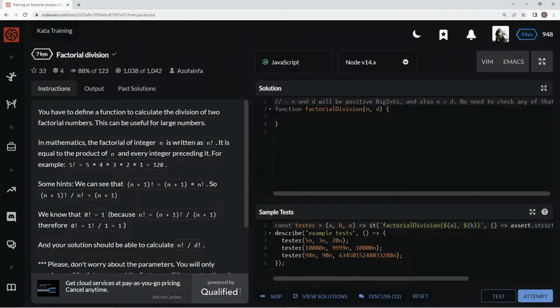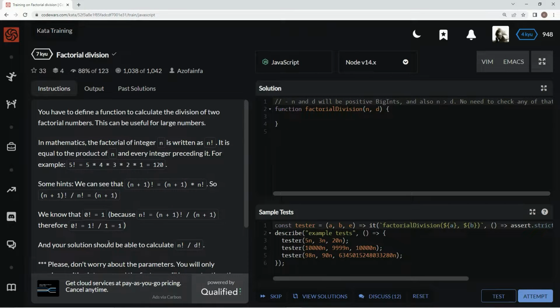Some hints: we can see that n plus 1 factorial equals n plus 1 times n factorial, so n plus 1 factorial divided by n factorial is n plus 1. And we know that 0 factorial is 1 because n factorial equals n plus 1 factorial divided by n plus 1. Therefore, 0 factorial equals 1 factorial divided by 1, which equals 1.